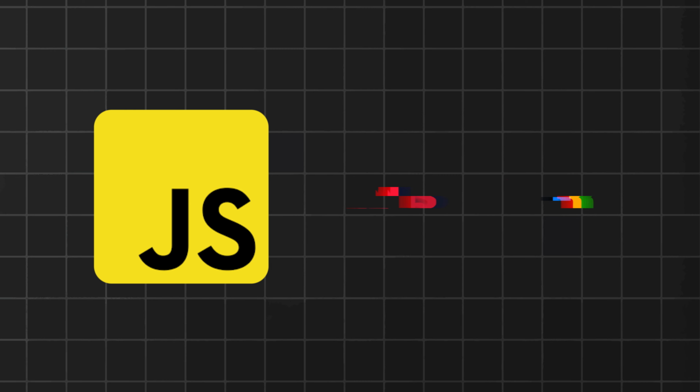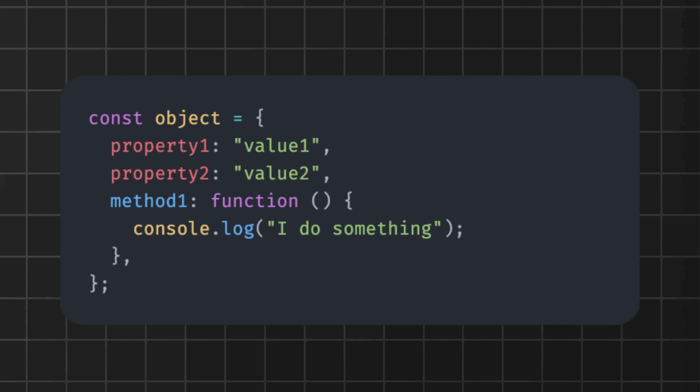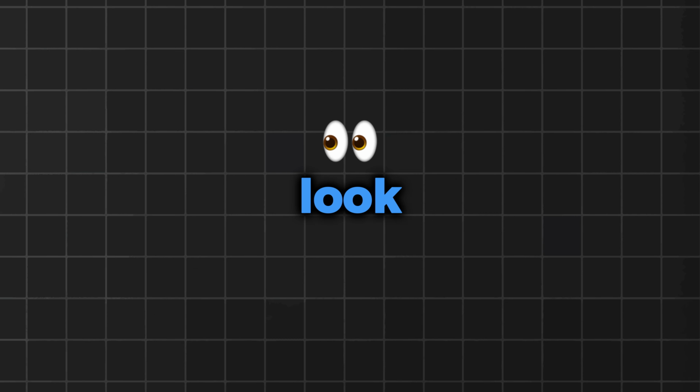A JavaScript object is a collection of related data and functionality. The data, known as properties, represent something the object has. These are stored as key value pairs. The functionality, known as methods, represents something the object can do. Methods are defined as functions within the object. Let's take a look at an example.